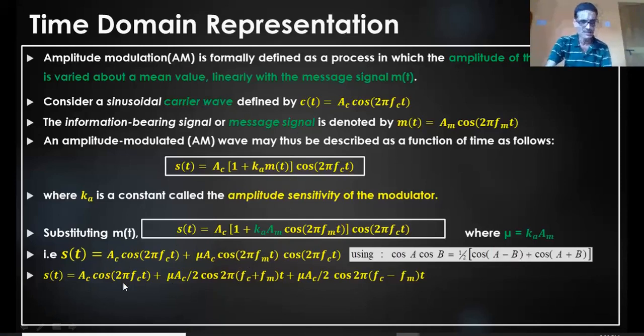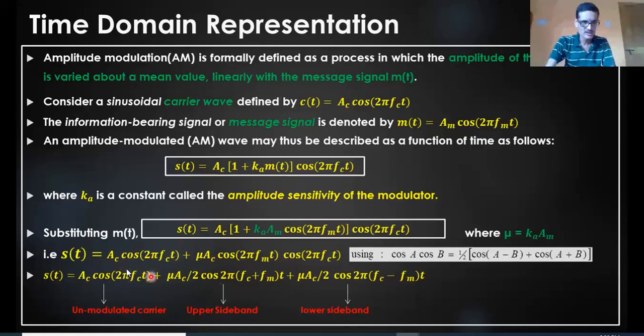So what exactly it indicates is what we have here, see this. The first term, this particular term, is called the unmodulated carrier. So this carrier is the same as this equation, right? So in the modulated wave, this is the modulated AM signal. In that modulated wave, it consists of three components.